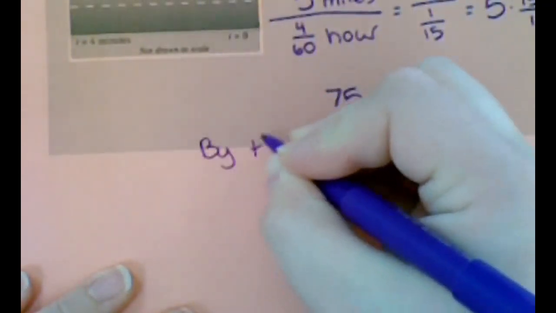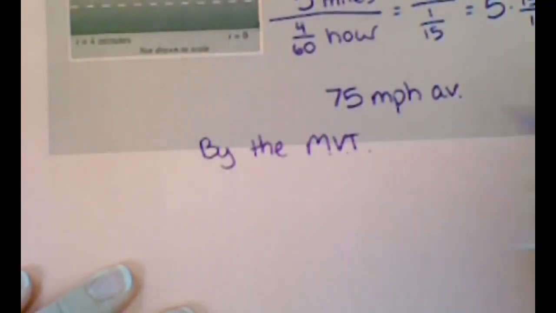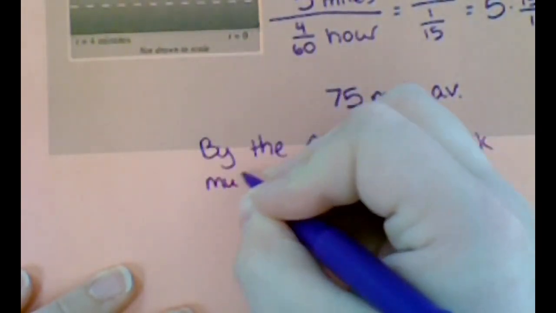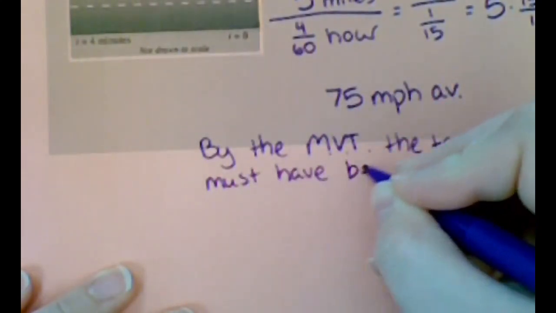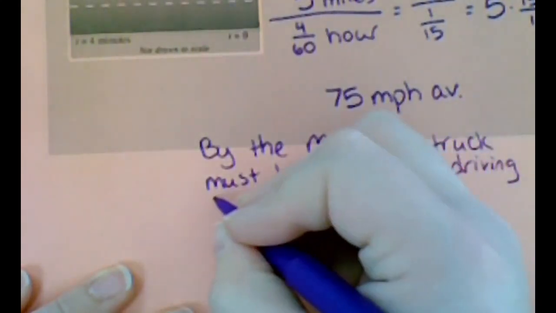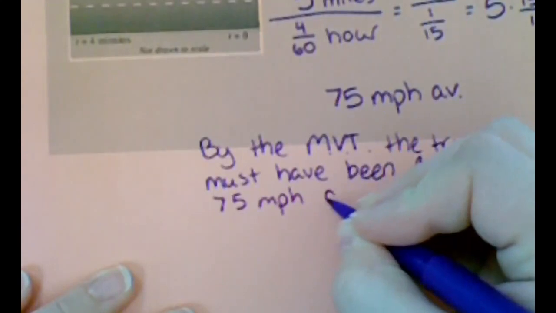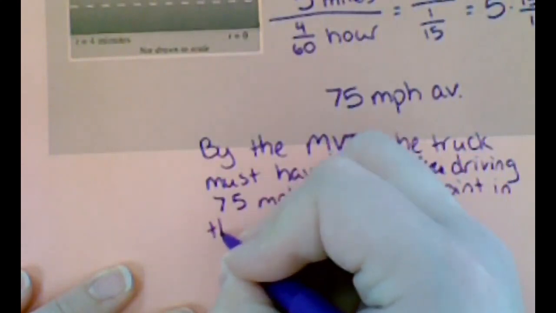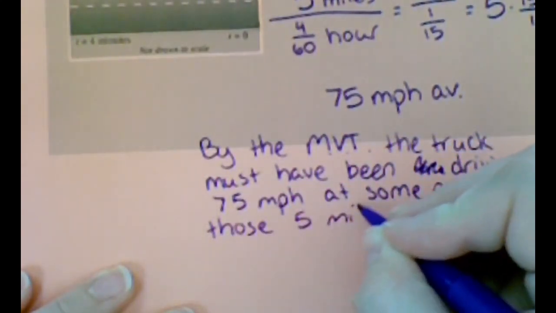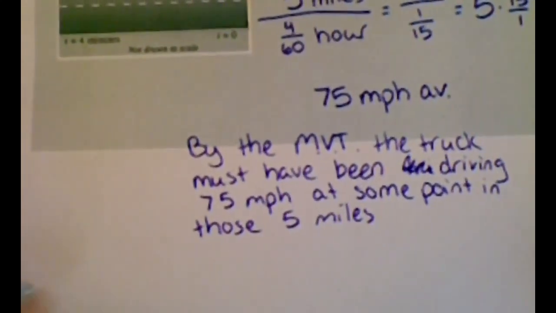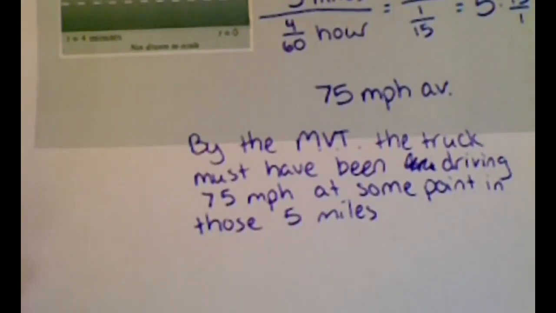Well, by the mean value theorem, MVT, the truck must have been driving 75 miles per hour at some point in those 5 miles, or those 4 minutes, whichever way you want to say it. That's how the mean value theorem applies, and that's how you get a ticket if the police are really doing the math.